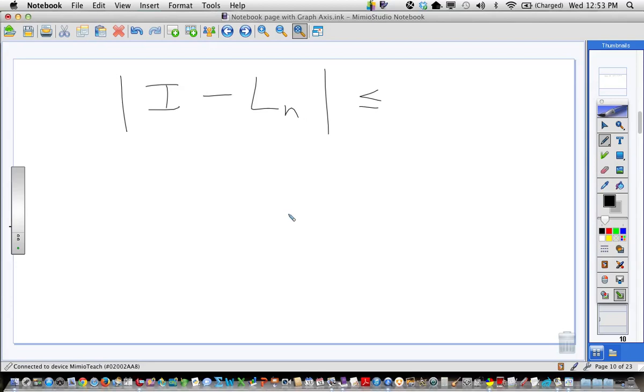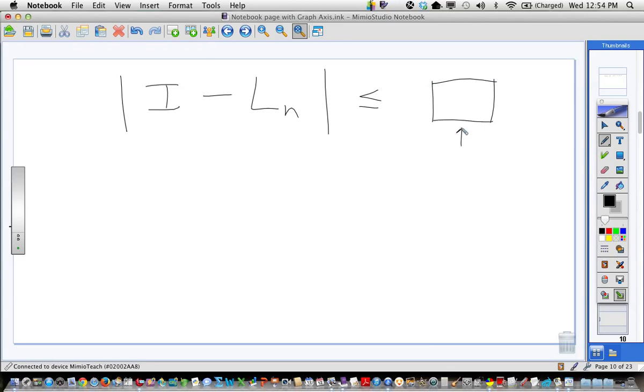Yesterday we said that this side, what did this represent? Error, the amount of error. This is the amount of error that a left rectangle has, however many left rectangles, because this is the exact area, and this is the approximation that the left rectangles give, and the difference would be the amount of error. And then this is less than or equal to something.